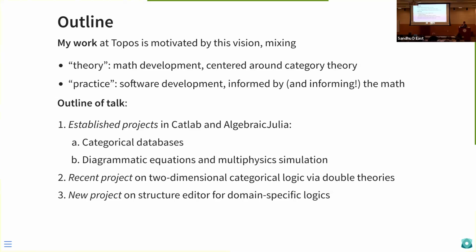So to give an outline of what I'm going to talk about, I'm going to first talk about some of the more established things that we've been working on for a couple of years and have made some, I think, interesting progress on. I'm then going to turn to a more recent project that I've been working on over the past year or so. And finally, at the end, I want to talk about some stuff that I'm just starting that I'm really excited about.